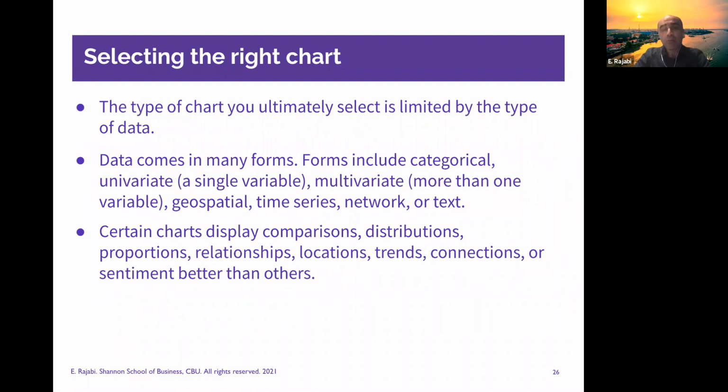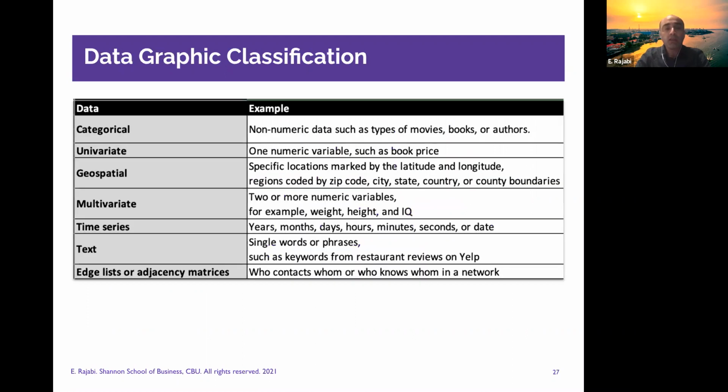The type of chart is limited by the type of data that you have. Sometimes your data set includes univariate data or multivariate data, or your data includes countries, geospatial data, or time series. Certain charts display comparison, some others show locations, and sometimes we need a guideline. Based on that guideline, we use data visualization or the specific charts.